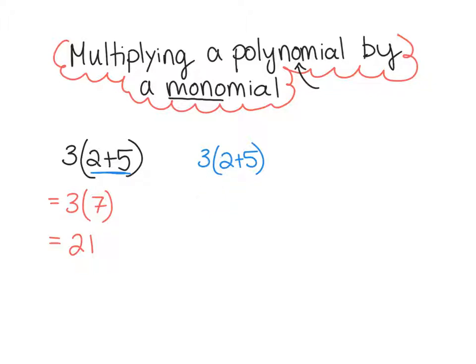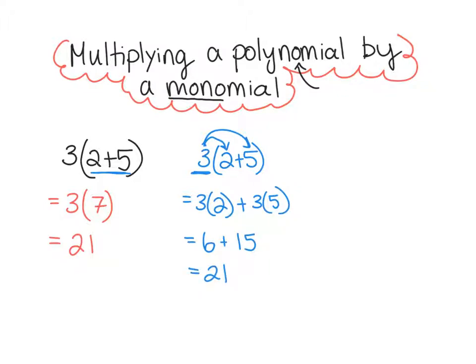So, here we go. You can actually take this term outside the bracket, and since it's being multiplied by the whole bracket, you can multiply each term by that number, and then add the terms afterwards. So what that would look like is 3 times 2, plus 3 times 5. So instead of adding the 2 and the 5 first, we're multiplying them by 3 first, separately, and then adding them. So 3 times 2 is 6, and 3 times 5 is 15, and 6 plus 15 is 21. So you can see we get the same answer, which is good.